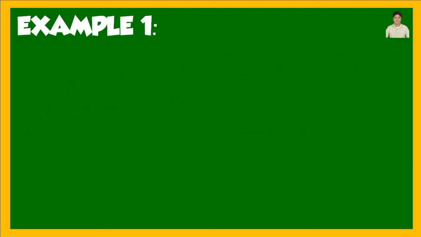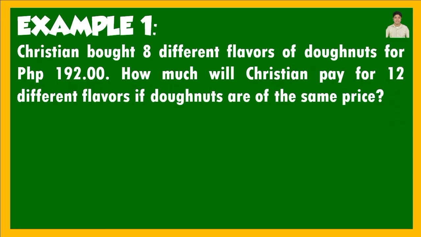So, say for example, we have number 1. Christian bought 8 different flavors of donuts for 192 pesos. How much will Christian pay for 12 different flavors if donuts are of the same price? So, bumili siya ng 8 magkakaibang flavors ng donuts at yung total na binayaran niya is 192 pesos. Kaya ngayon ang tanong, paano naman daw kapag 12 ang binili? Magkano ang babayaran?